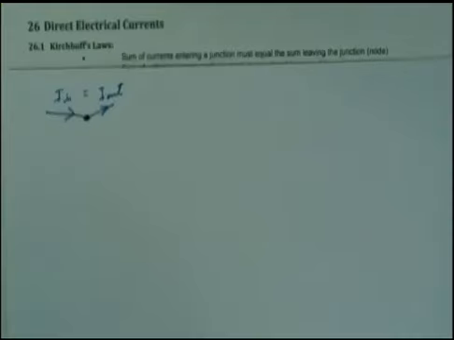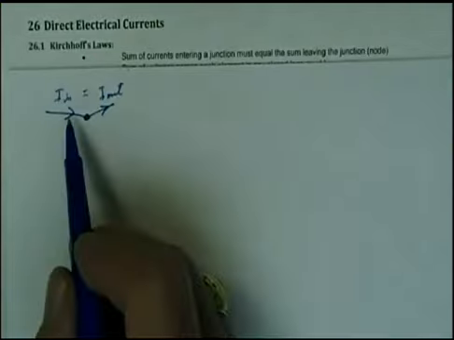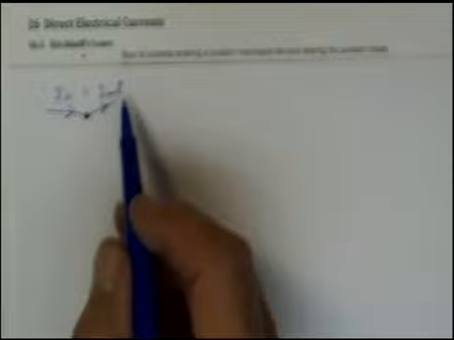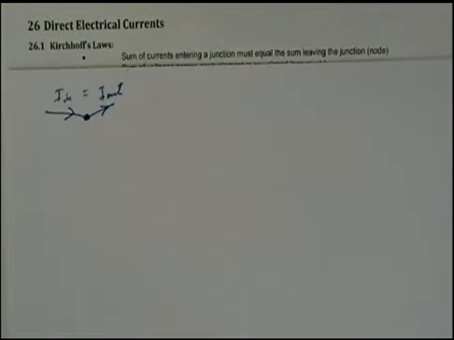Now, what would happen if this were not true? If this were not true, it would imply that the charge that's coming in is not the same as the charge going out. And since charge is conserved, this would be a problem because charge would accumulate at the node. So basically, this is a statement of the conservation of charge.